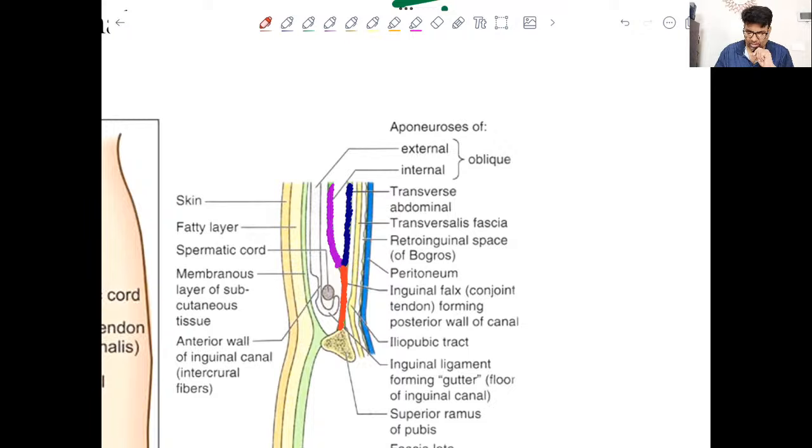Then this all area is the inguinal canal, and you can see the spermatic cord in case of males. Lower down the inguinal canal there is the inguinal ligament, which forms the floor of the inguinal canal. So the bowel loop will come something like this from the posterior wall through the conjoint tendon.